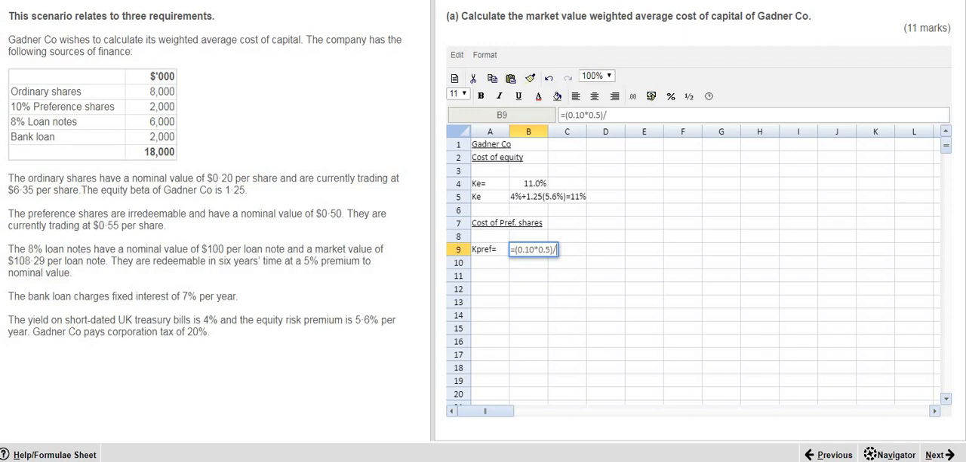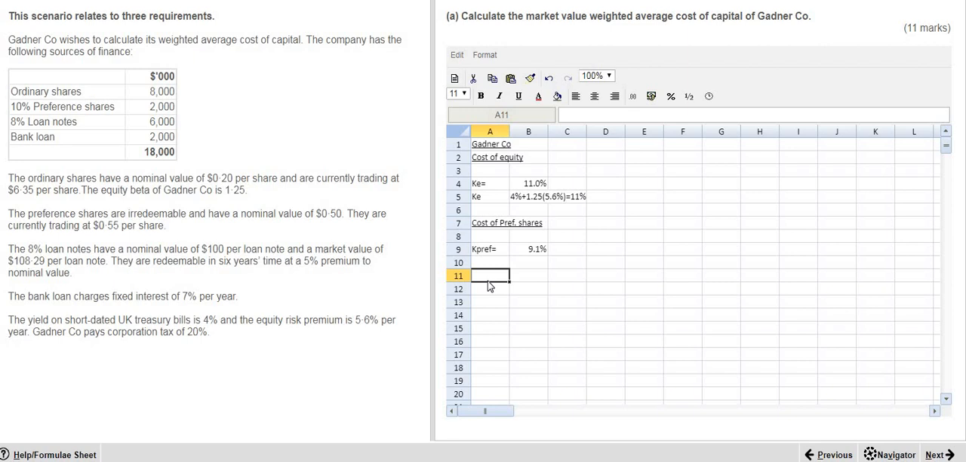So what we have on top now is D, which is 10% times $0.5, divided now by the market value, which is 0.55. I'll go back and put a percentage. Remember, we're using one decimal place. Voila, 9.1%. Okay, so I'll go to the next one.